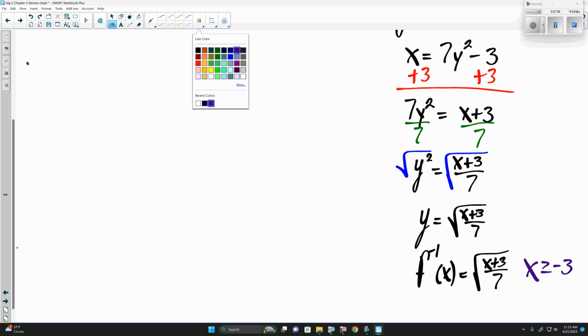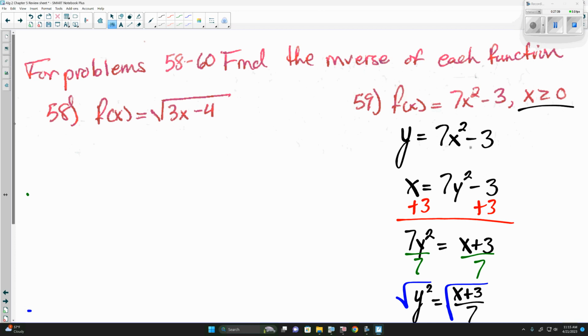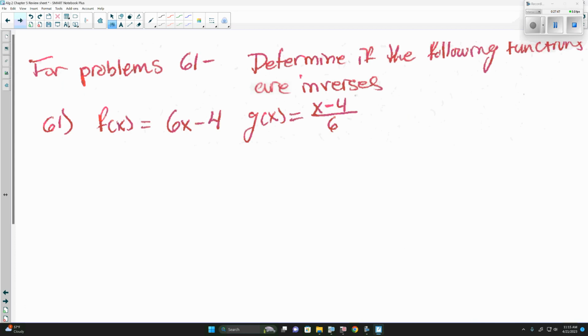Any questions on this here? Any questions on how we found the inverse for this here? Any questions on 58 or 60? We good with 58 and 60? The last problems, 61 through 63. It's not listed, but it is 63.